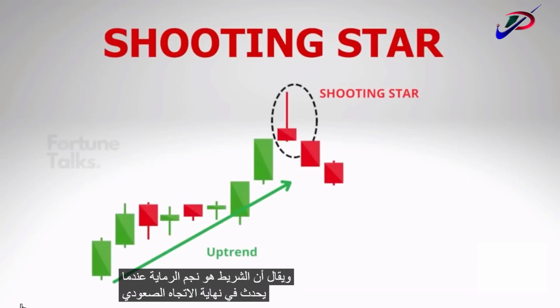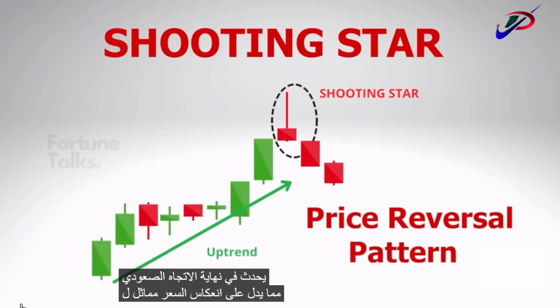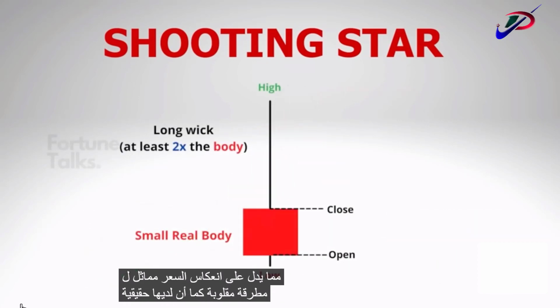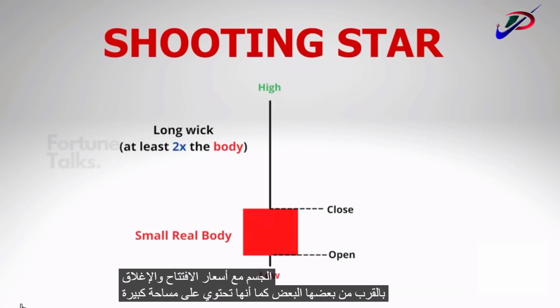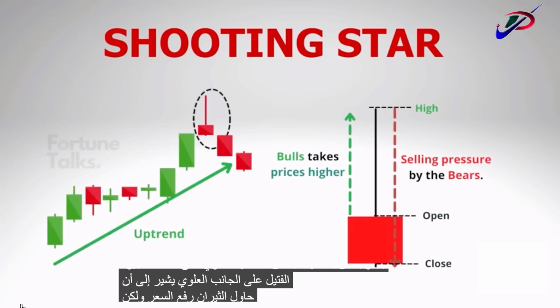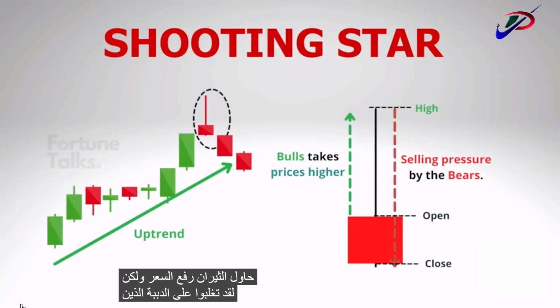Now moving on, a pin bar is said to be a shooting star when it occurs at the end of an uptrend, indicating a price reversal. Similar to an inverted hammer, it also has a real body with the open and close prices close to one another. It also has a large wick on the upside, indicating that the bulls tried to bring the price up, but they were overpowered by the bears who pushed the price below the open price.